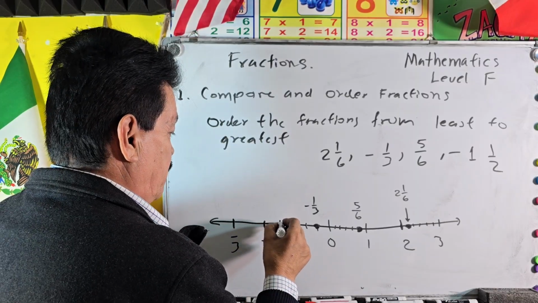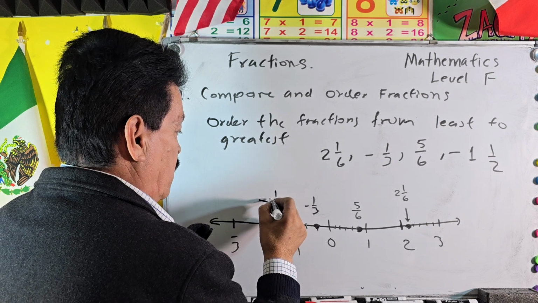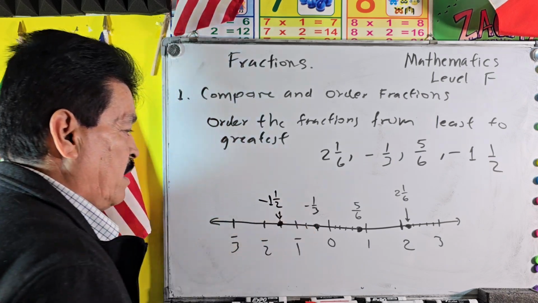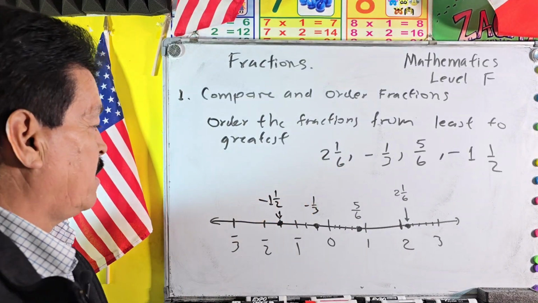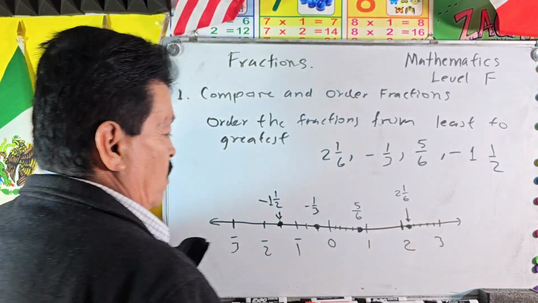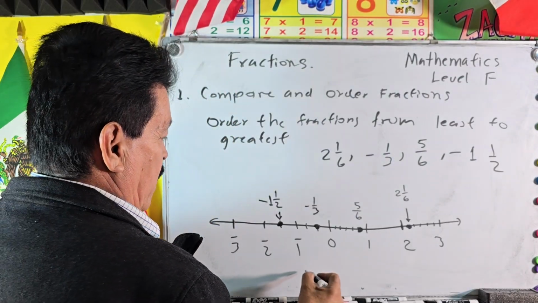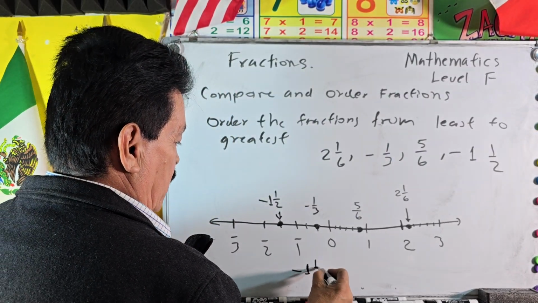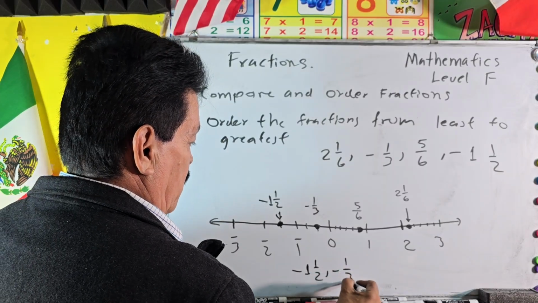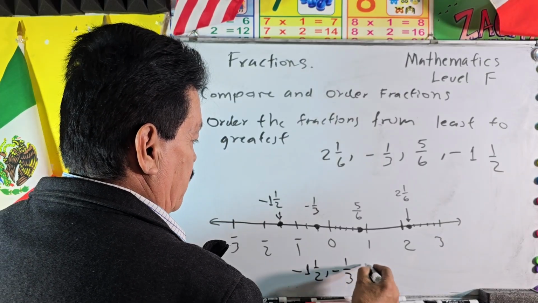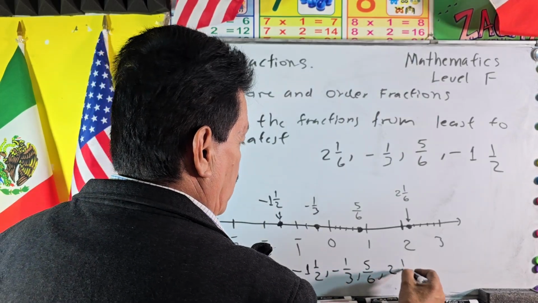Here is negative 1 1/2. So ordering the fractions from least to greatest, it's right here. If we are going to write the order, first we write negative 1 1/2. This is the smallest one. And then the next one is negative 1/3. The next one is 5/6. And then the next one is 2 1/6.